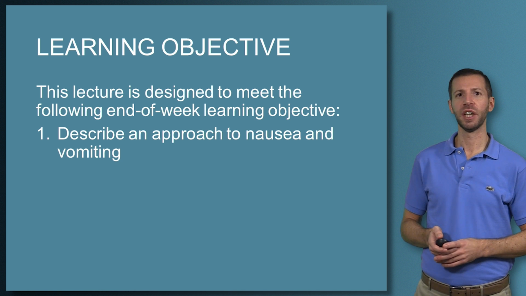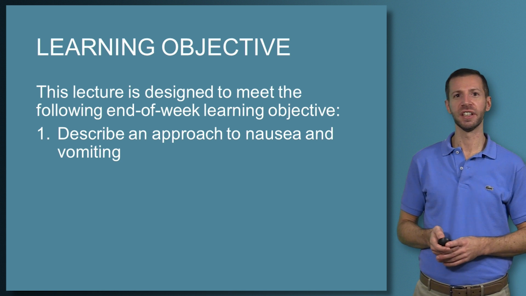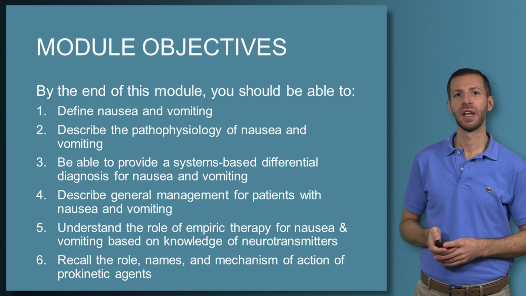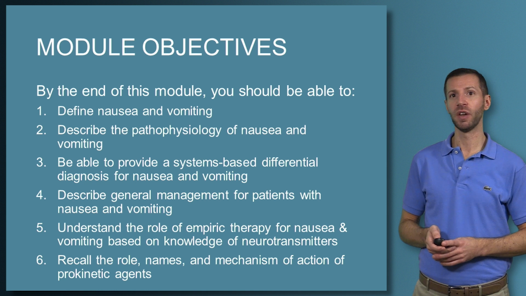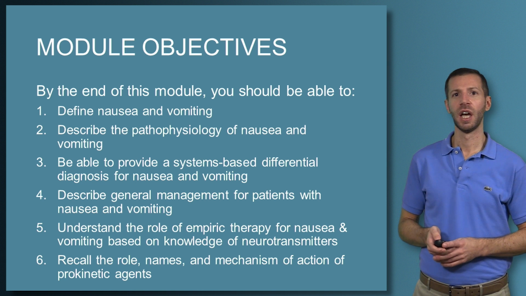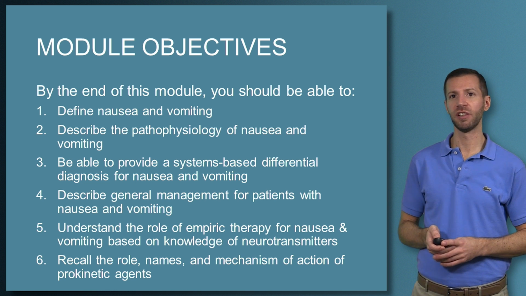So our end-of-week objective is to describe an approach to nausea and vomiting. The module objectives are for you to be able to define nausea and vomiting, describe the pathophysiology of nausea and vomiting, be able to provide a systems-based differential diagnosis for nausea and vomiting, to describe general management for patients with nausea and vomiting, to understand the role of empiric therapy for nausea and vomiting based on knowledge of neurotransmitters, and to recall the role, names, and mechanism of action of prokinetic agents.